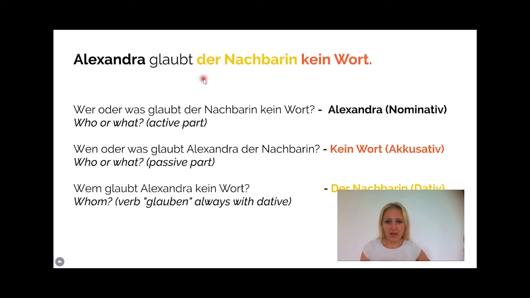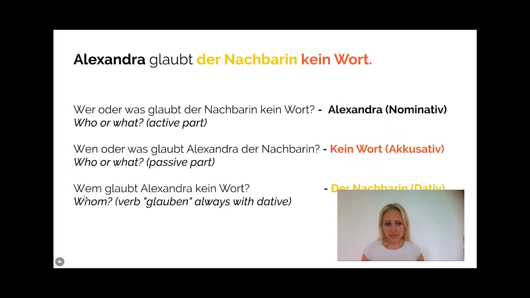Okay, but let's have a look at the next question. So, wen oder was glaubt Alexandra der Nachbarin? So, who or what is she believing the neighbor? It's the passive part, like the thing that she's believing or not believing. So here it's kein Wort, no word. She doesn't believe a word. Okay, so it's here the accusative object. Das Wort, it's neutral in German. And then the next case question.